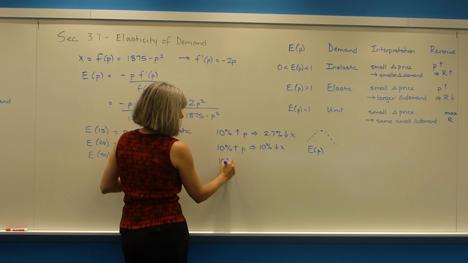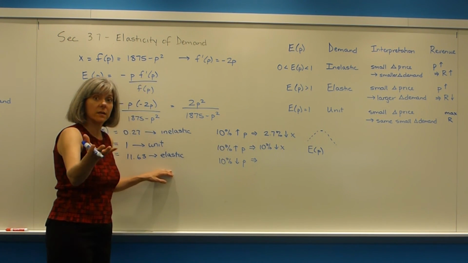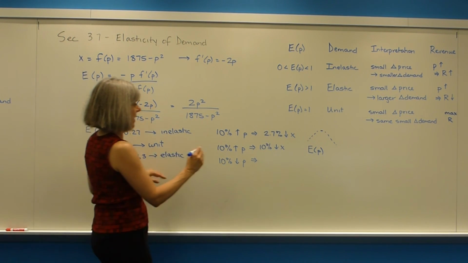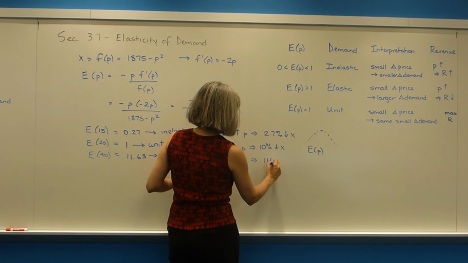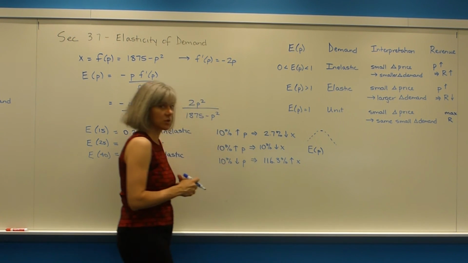This one, let's say I go the other way. Let's say I have a 10% decrease in price. That means I know my demand is increasing by how much? Ooh, 11 times. So my demand is going to increase by 116.3%. That's huge.